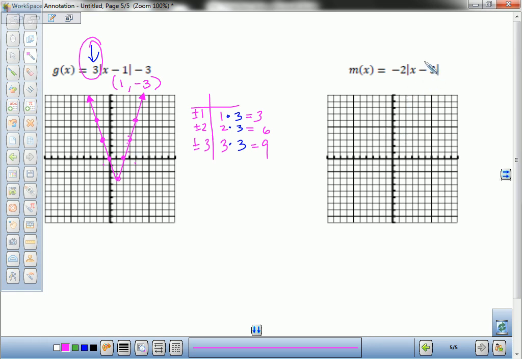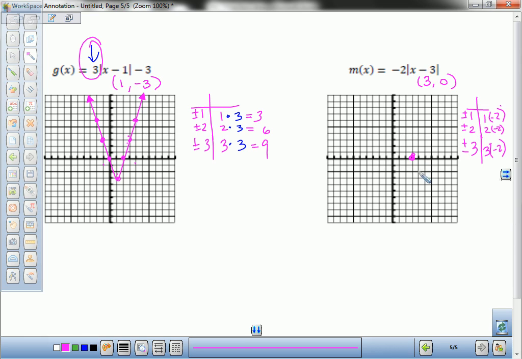Okay, this one just has a shift right 3, but it doesn't go up or down. So the vertex is right here. But when I look at my normal moves, this time I don't multiply by 3, I multiply by -2. Now the negative makes it go down.